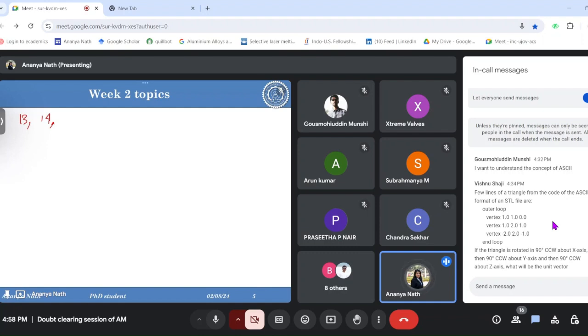In week two, the lectures were mainly focused on STL file modification and support generation. For the modification, as I have told you, if it is rotated by some theta or beta angle or translated: for rotation, the normal will be changed, and for translation, the normal will be the same. Then we will solve the problems.